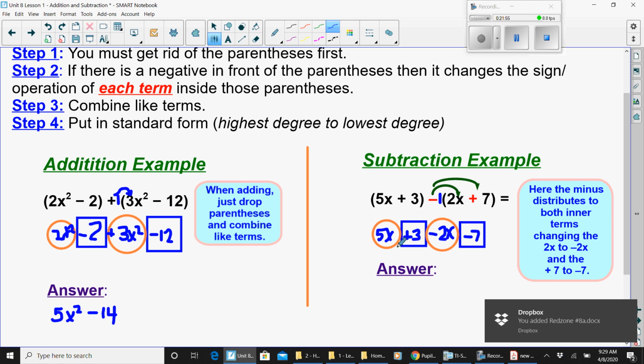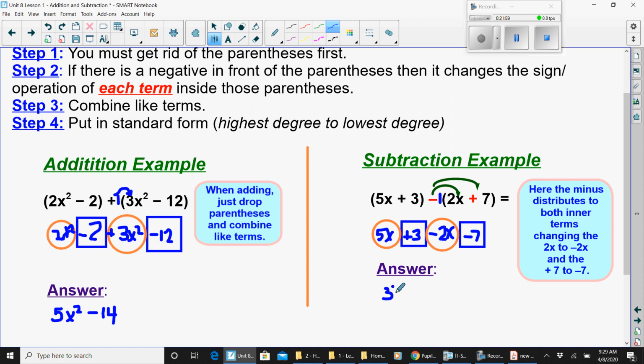All right, and then you have 5x minus 2x, you get 3x. And you have plus 3, positive 3, minus 7. And that's negative 4. And that is your final answer.